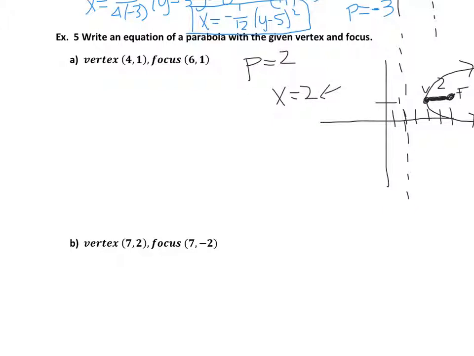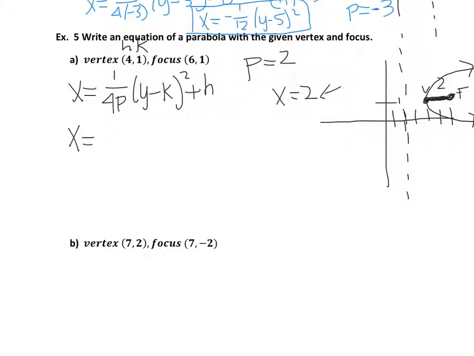Now, this isn't really needed to write the equation, but I just wanted to show you. So from this, our vertex is (4, 1), and our p-value is 2. Those are the two things that you have to have in order to write the equation. So if it's facing right, that means it's an x equals equation. So x equals 1 over 4p times (y minus k) squared plus h. So remember, this is h, this is k.